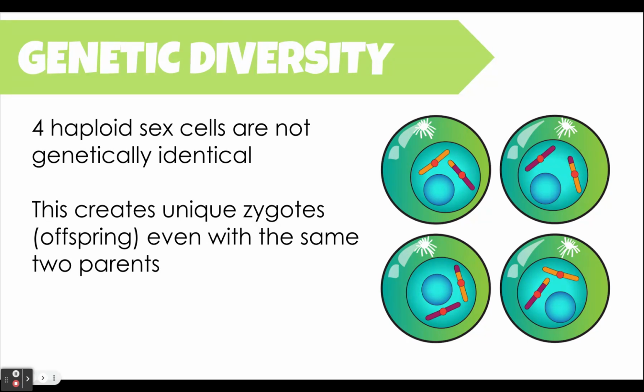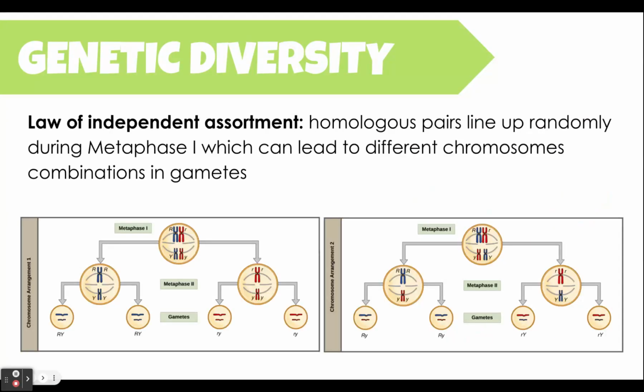So brothers and sisters are not always going to look identical to one another. They might have similar features, but it's because those sex cells are genetically unique. And we'll see how that occurs in just a moment. The only exception to this is with twins. And twins, they do have the exact same genetic material. So they're the exception to this rule, where the zygotes are genetically unique.